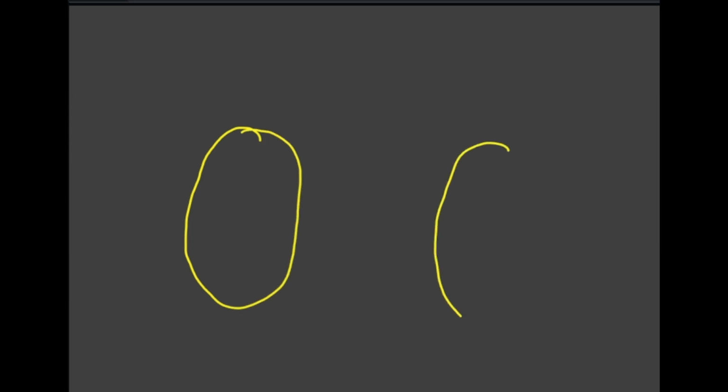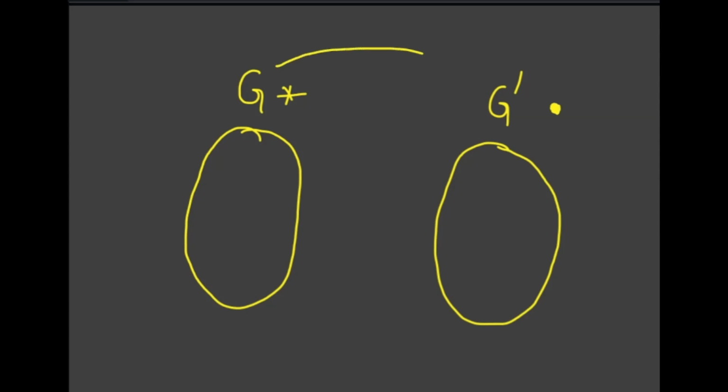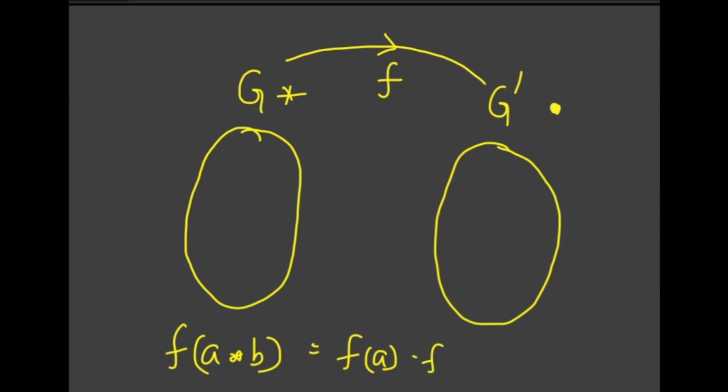Let us see what it is trying to say. So there is a domain and there is a codomain, both of which are groups G and G'. The binary operation in this group is star, and in this group G' it is dot, and there is a function from G to G'. Say that function is f. So what it is saying is f of a star b equals f of a dot f of b.